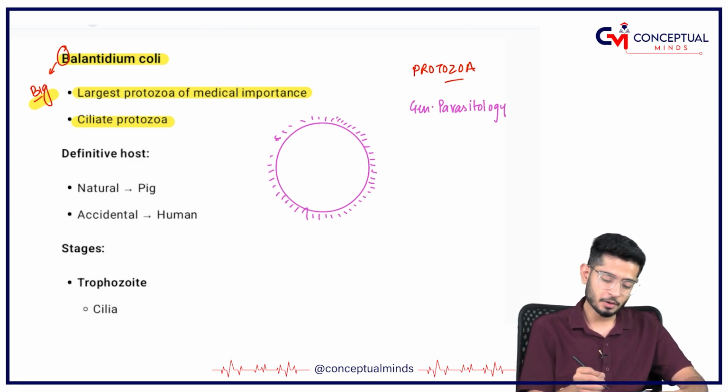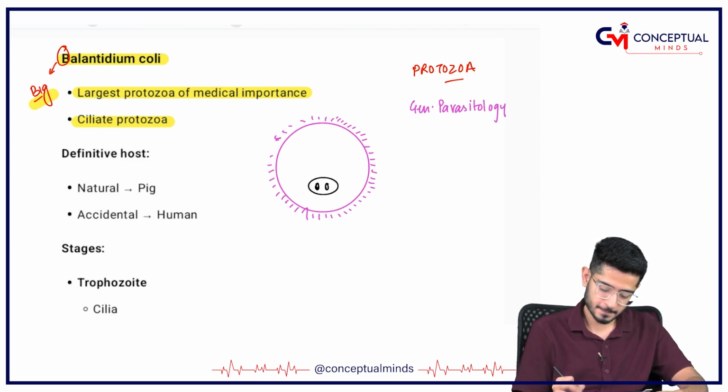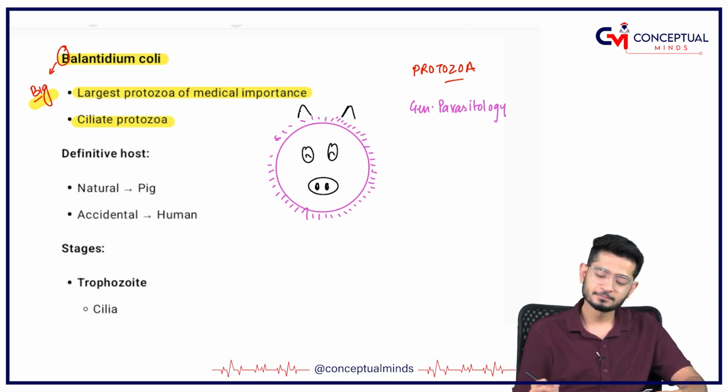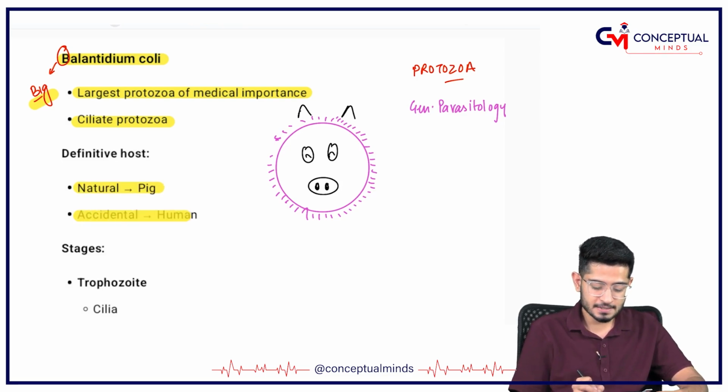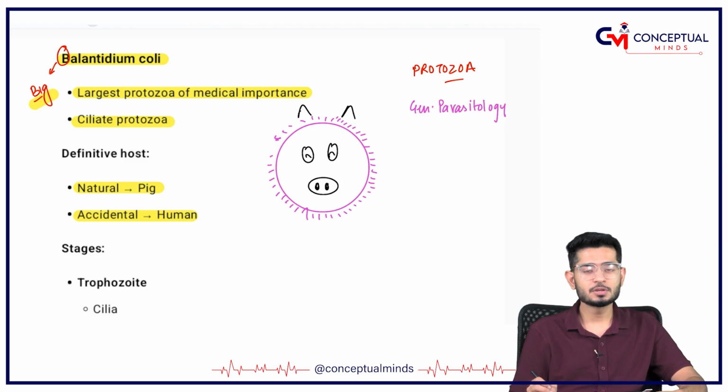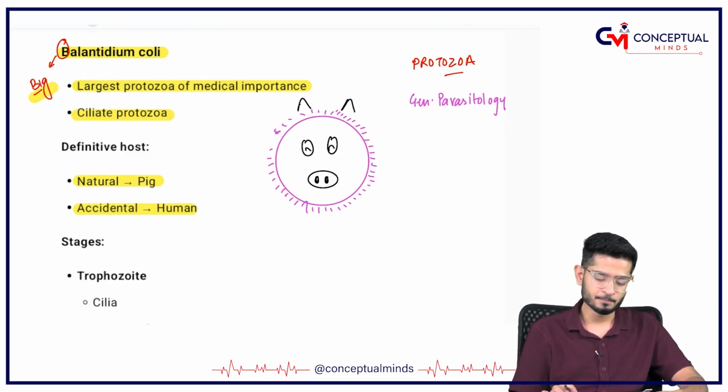Now, if I make a picture like this, wait. Can you identify? Yes, it's a picture of a pig. So the natural host in Balantidium coli is pig, whereas humans are accidental host, because the natural host is the pig. Okay, you got it?